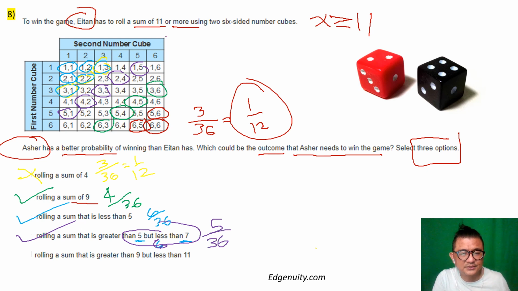Okay, how about this? Rolling a dice that is greater than 9 but less than 11, or getting a 10. Will getting a 10 make him win? Which numbers will add up to 10? 1, 2, 3. That's only 3 out of 36. It's just the same as Ethan. So 1 out of 12. So not you. So those are the correct answers.